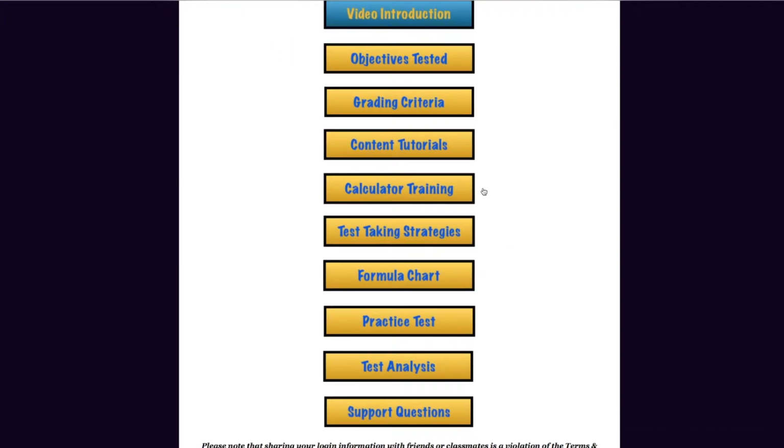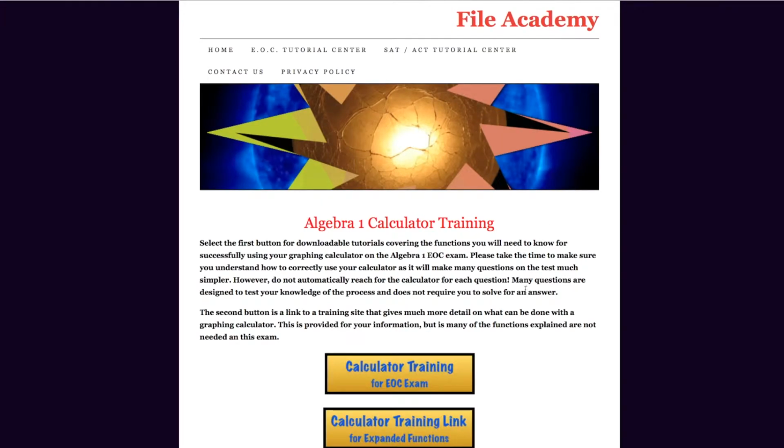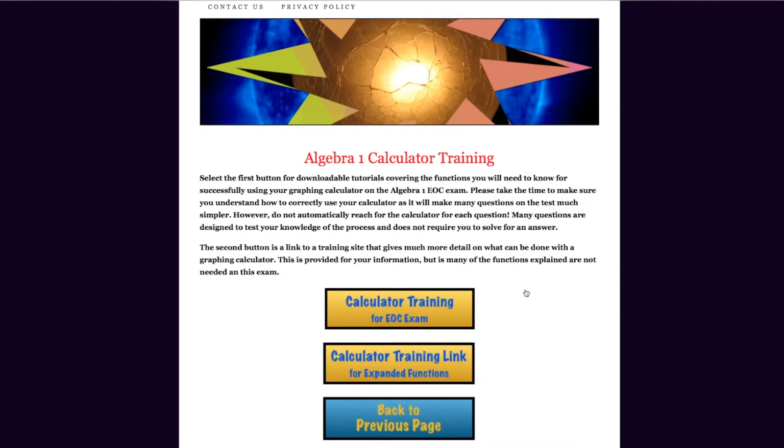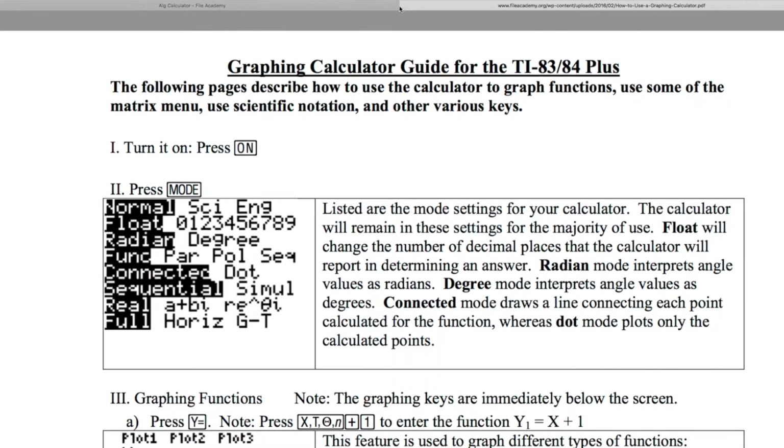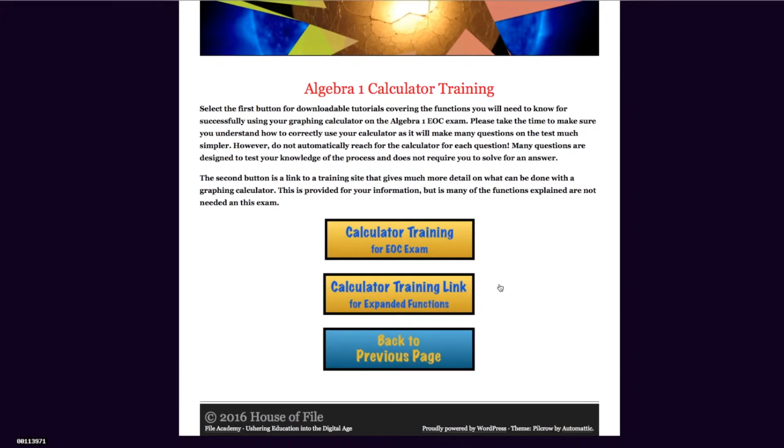Then we have a section on calculator training. It's amazing how many students I used to see go in there and not have a clue how to use a calculator, or if they didn't know how to use it, when to use their calculator. So we have a specific training that's for the EOC exam, and then we also have a link for expanded functions if you want to learn more about the calculator training.